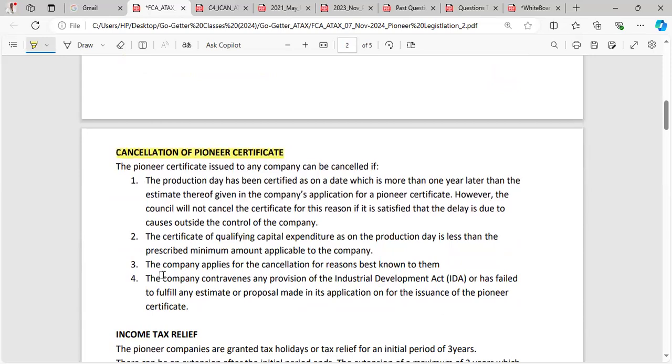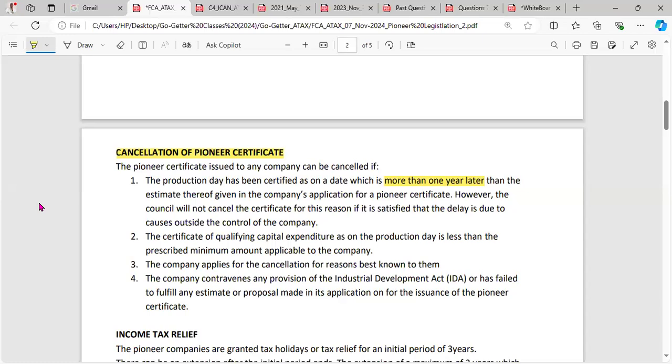Now, the pioneer certificate can be cancelled if the production day has been certified on a date which is more than 1 year later than the estimated date given. So normally you are writing that your company should be certified. We said that you are writing and your letter should go no more than 1 month.